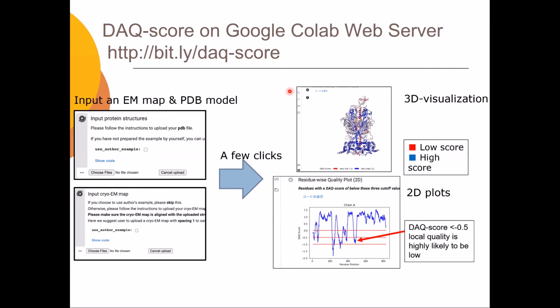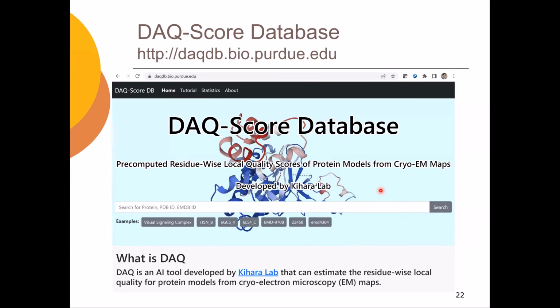The DAQ score is available on the Google Colab web server. You can upload the PDB structure and also the cryo-EM map, and then you will get this plot, which tells you which residues have a negative score. We have also analyzed many more PDB entries from cryo-EM maps, and we are currently preparing to show the results in this database. The database is already accessible, and we are making a final check to make sure we do our best job to provide the results.